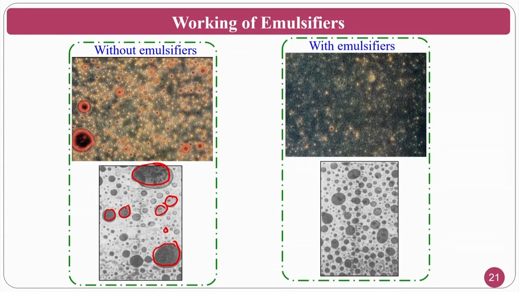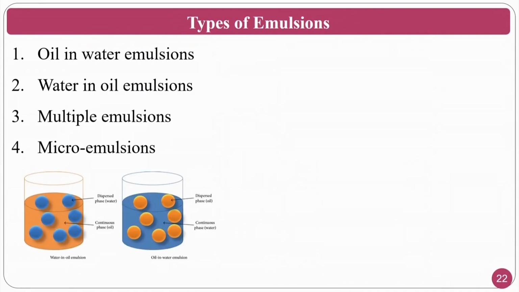If you use emulsifiers, what will happen? Proper mixing or proper dispersion will take place. You do not find much difference between the molecules, but there is slight variation, so you can reduce this size variation in the cutting fluids. There are many types of emulsions. One is oil in water emulsion, water in oil emulsion, and multiple emulsions, that is oil in water in oil, water in oil in water. Varieties are there, microemulsions and all those things.